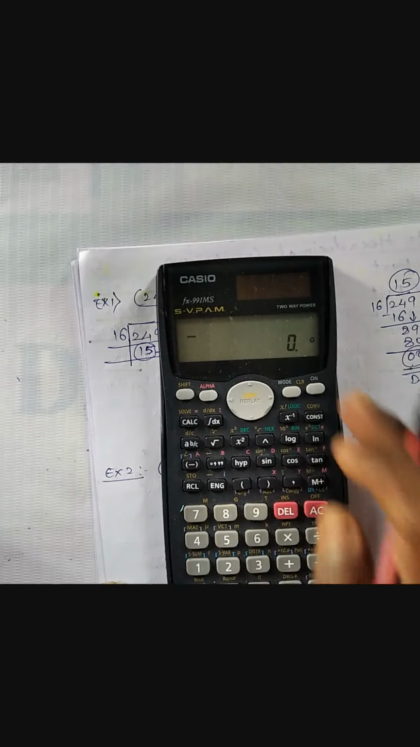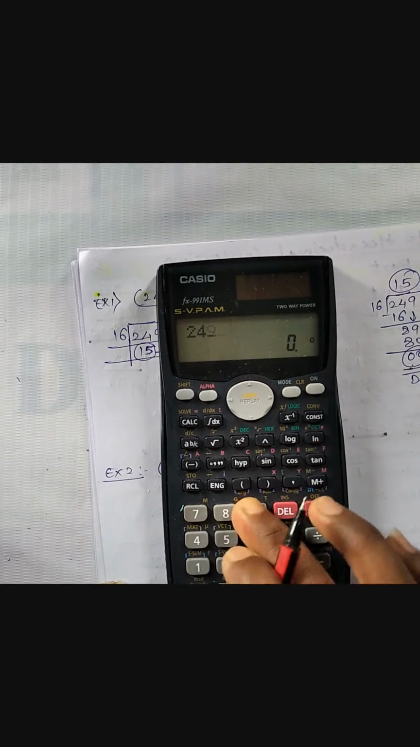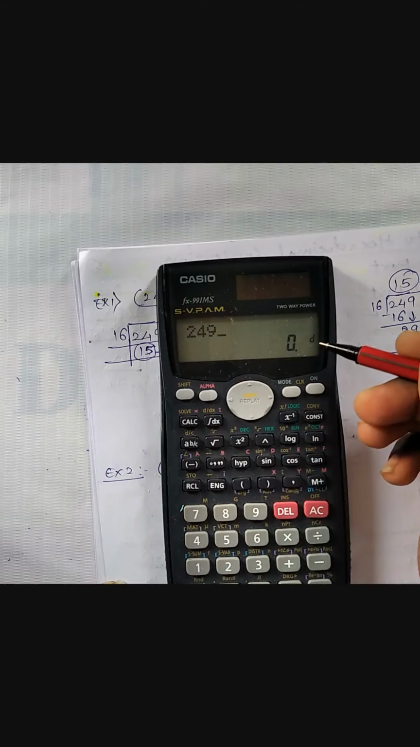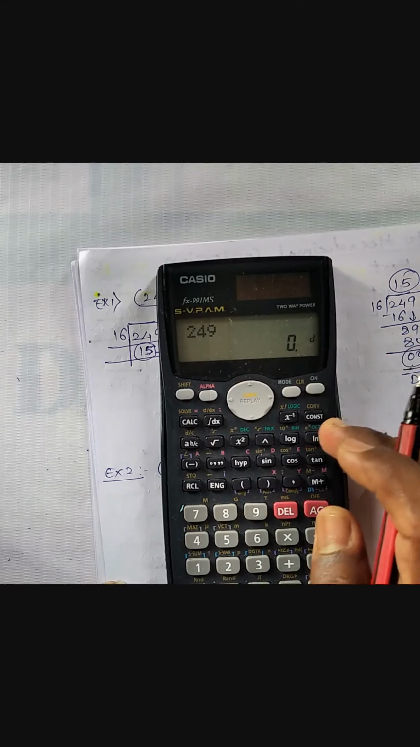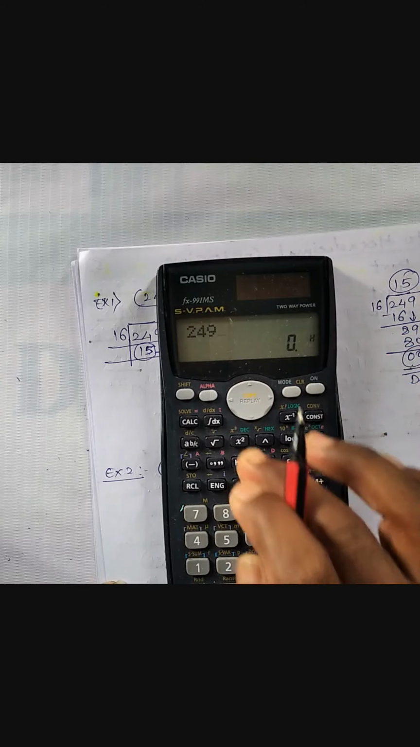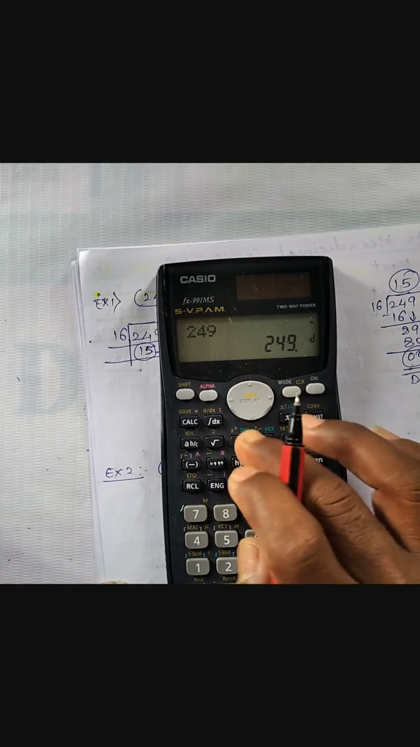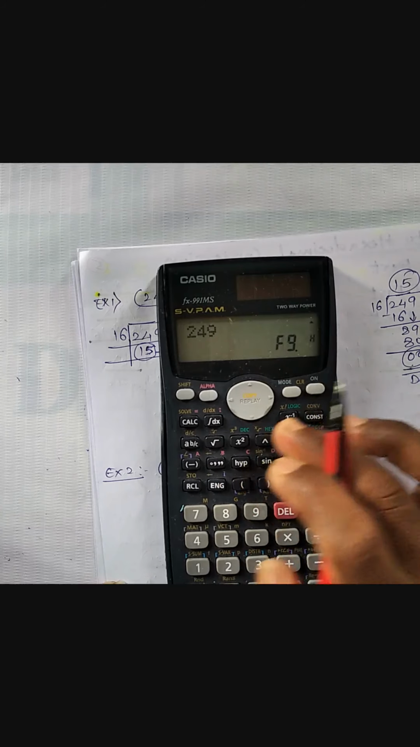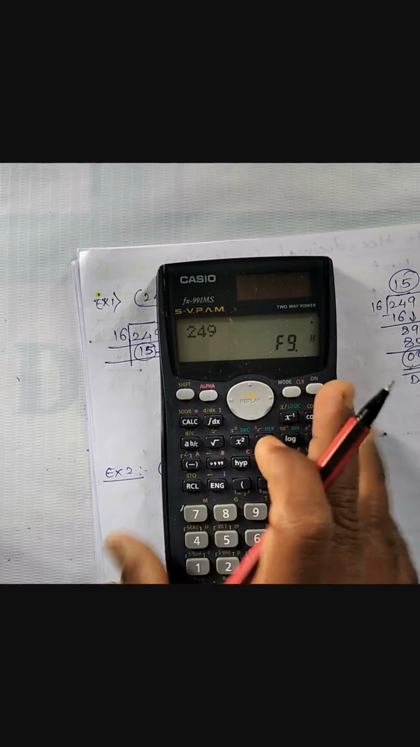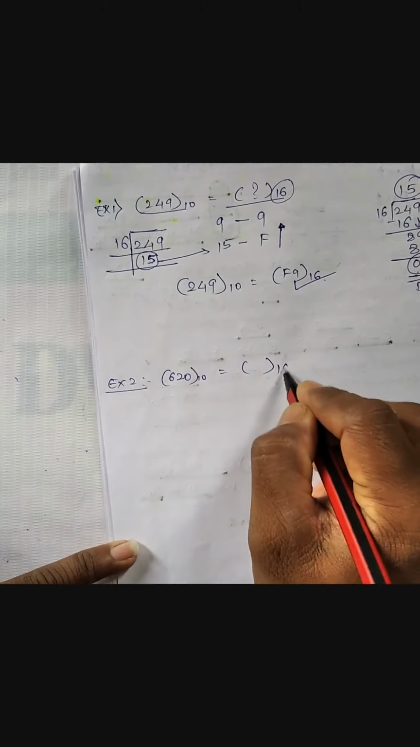Okay, we can even verify this with the help of a calculator. So I get 249 as a decimal number. So you can see this, it is a decimal number, and if I convert this into hexadecimal, it is F9. So we are absolutely correct. I hope this example is clear for you. Then we can go for this second example.